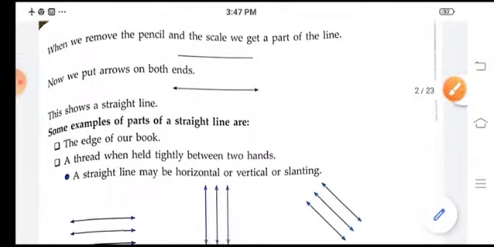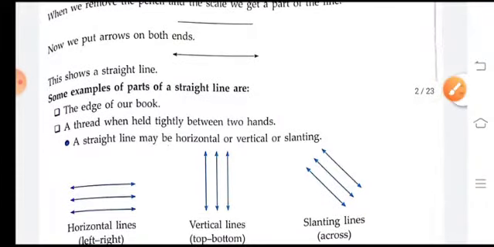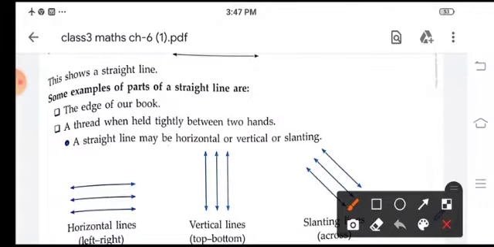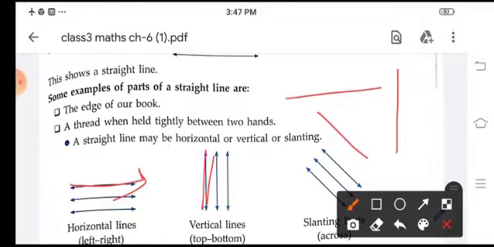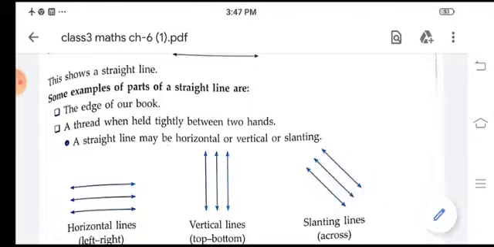Some parts of a straight line are the edge of our book, or our thread when it is held tightly. A straight line may be horizontal, it may be vertical, or it may be slanting. So these are horizontal straight lines, these are vertical straight lines, and these are slanting straight lines.